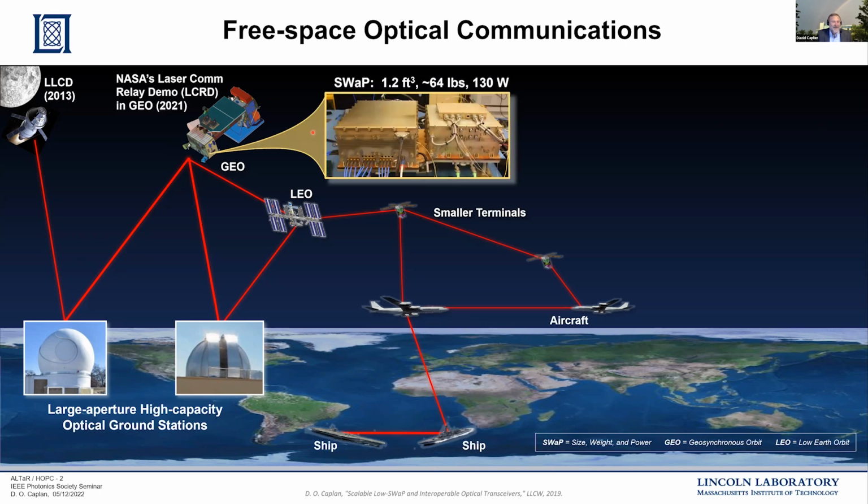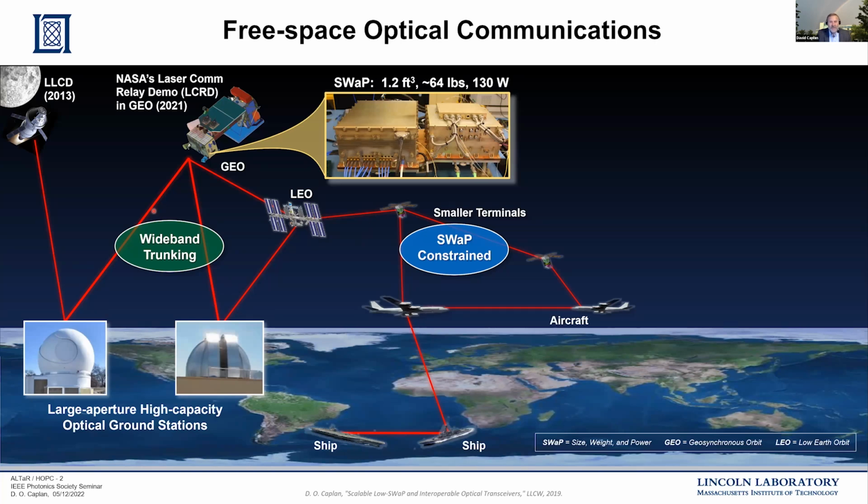However, the LCRD system is a fairly substantial payload in that it takes about a cubic foot, 60 pounds, and about 100 watts of electrical power. And there's two heads on the same LCRD platform. And so while this payload is really well suited for wideband trunking applications to large aperture, high capacity optical ground stations, as illustrated here, it's not so well suited for operating on more size, weight, and power or SWaP constrained platforms.